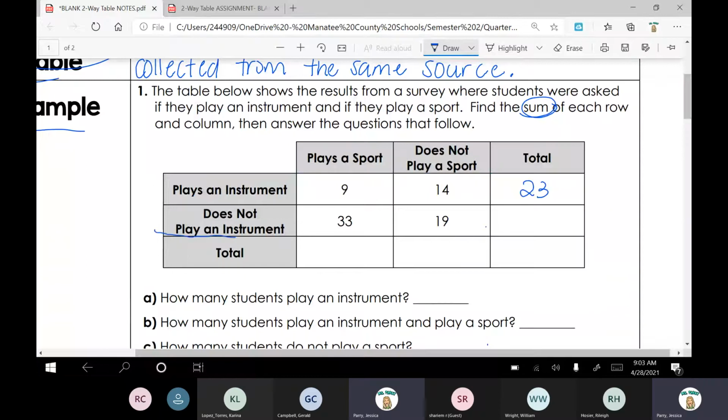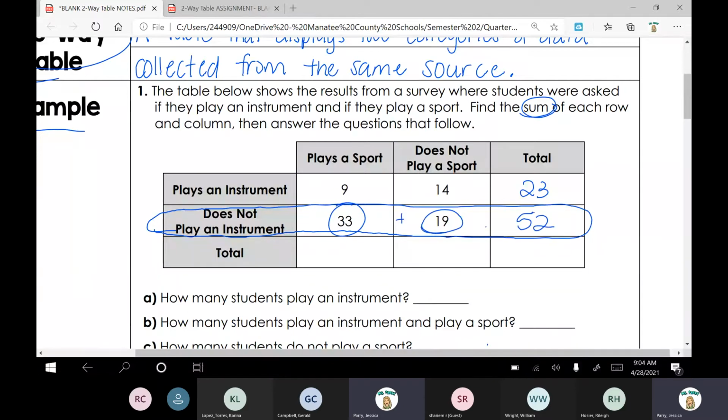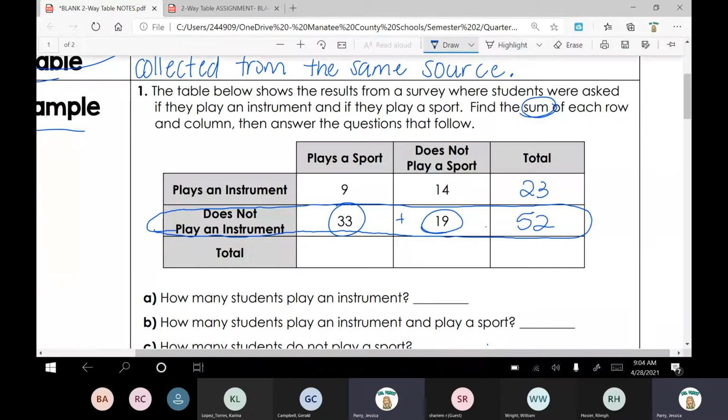Now I'm going to go down for my students that do not play an instrument. What is my total for students that do not play an instrument? You can type it in the chat or you can turn your microphone on to answer that. What's my total? And you can use a calculator for this today because we'll have some percents and decimals that we're working with later on. I see 52, perfect. All you do is add 33 plus 19 equals 52. Okay, so we got that.